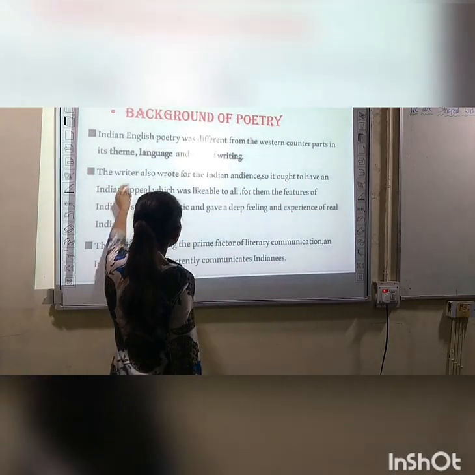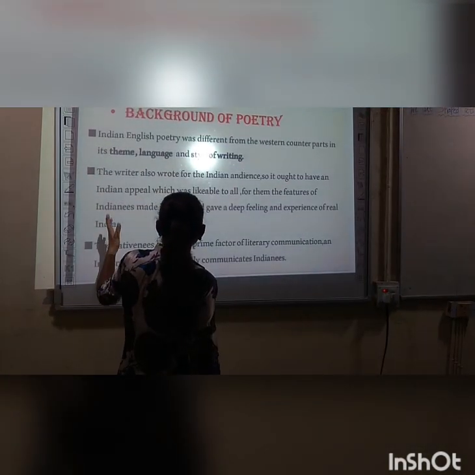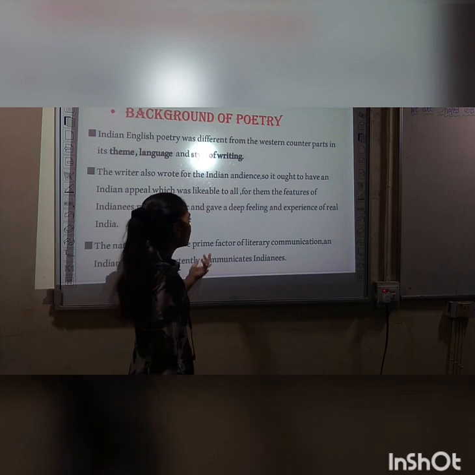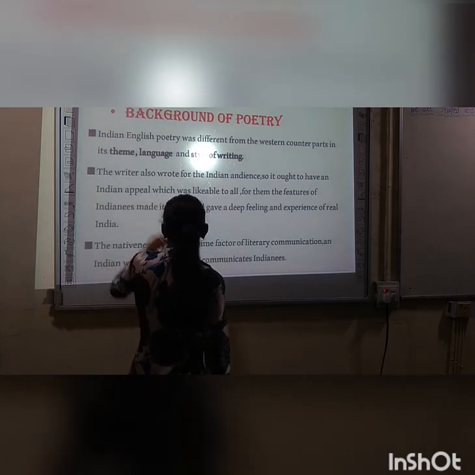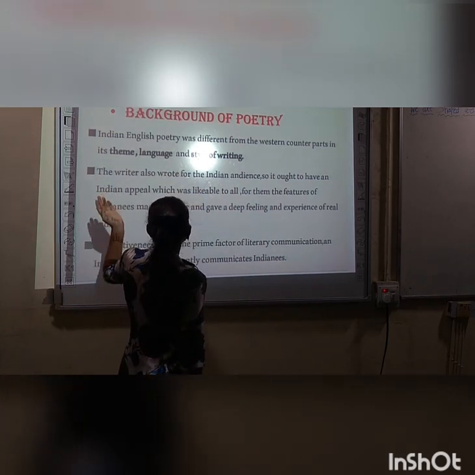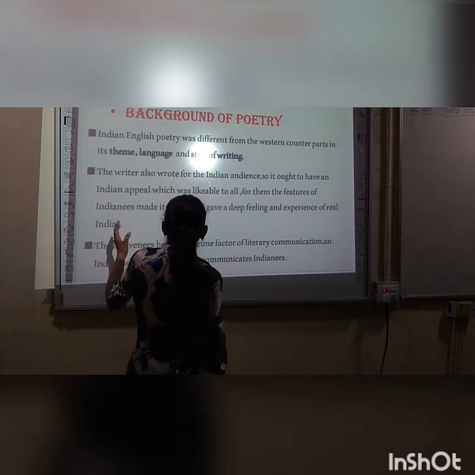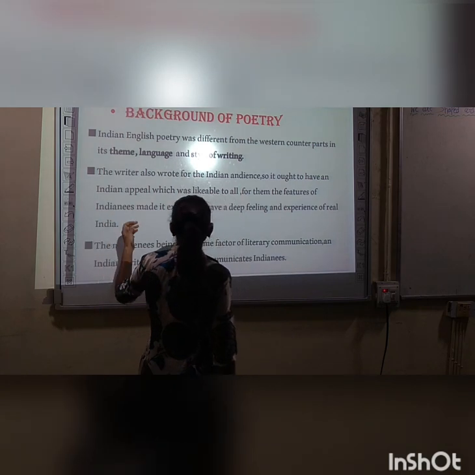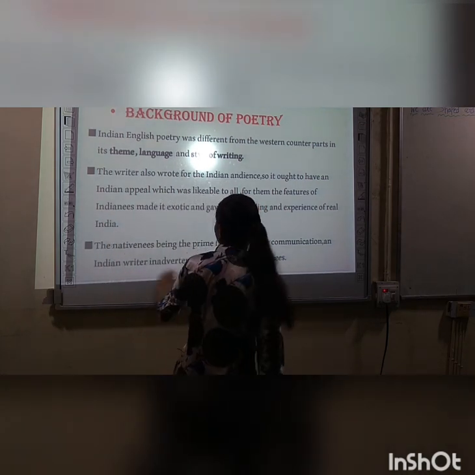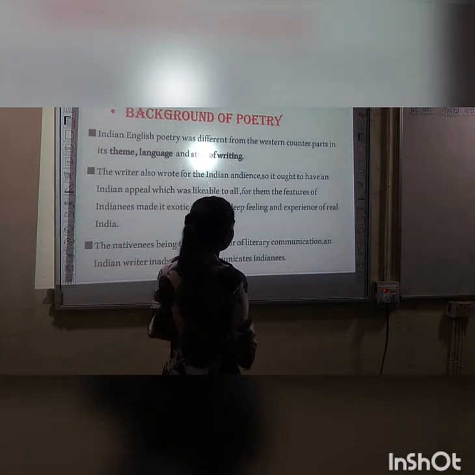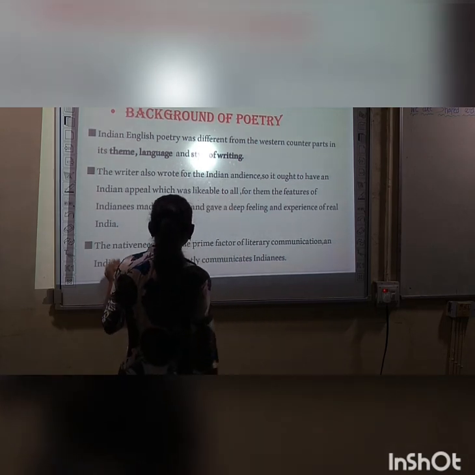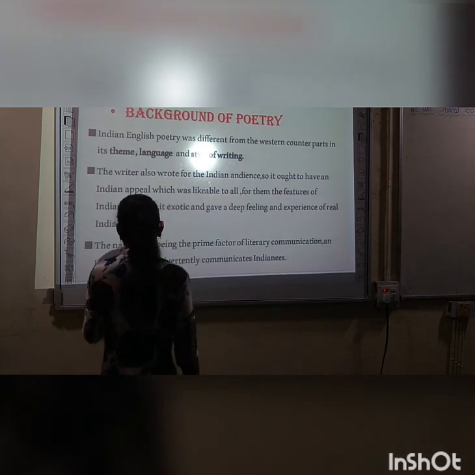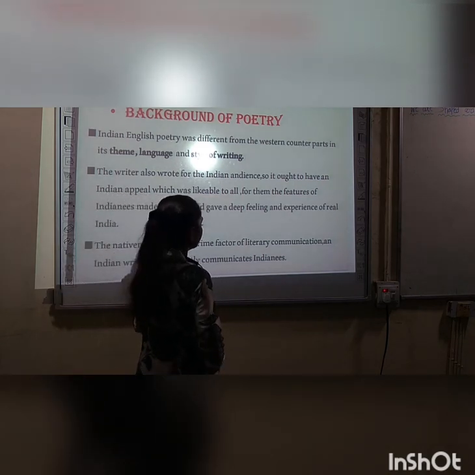Background of poetry. Indian English poetry was different from its Western counterparts in its theme, language, and style of writing. The poets were very influenced by other Western writers, but we can see this difference in their poetry. The writers also wrote for the Indian audience, so it had to have an Indian appeal which was likable to all. The features of Indianness made it exotic and gave a deep feeling and experience of real India. Nativeness is communicated, and an Indian writer inadvertently communicates Indianness.